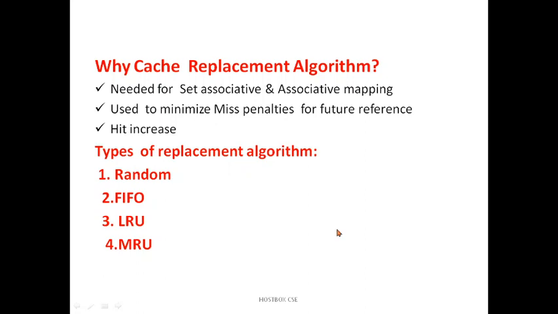Now what are the types of replacement algorithms? There are 4 types: one is random, another FIFO, that is first in first out, another is LRU, least recently used, and another is MRU, most recently used. Out of these, FIFO and LRU are the main, very important ones.